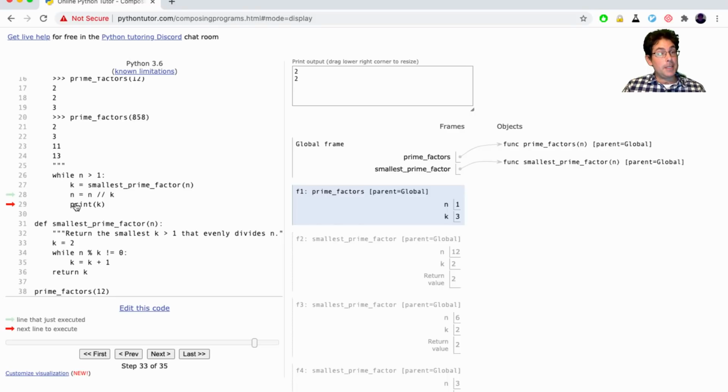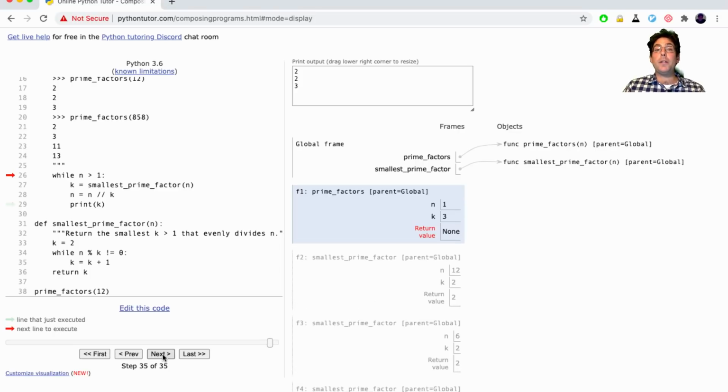We're still not done, even though n is now 1, because we need to finish the body of the while statement, printing out 3, then check the while condition one more time. N is now 1, and so we're done. Prime factors returns None, but it's already done all the work it needs to do, printing out 2, 2, and 3. So if you want to see what's going on inside a program that you're writing, Python Tutor can be a good way to do it.